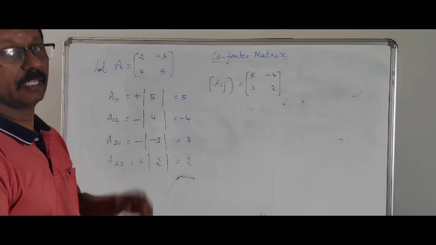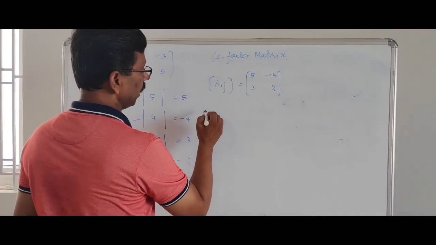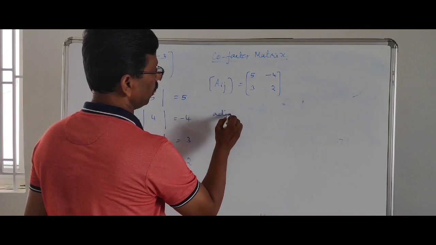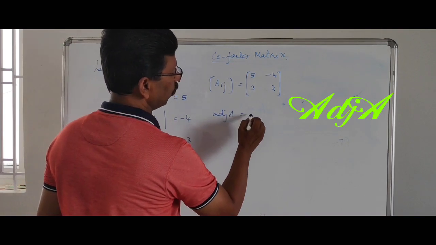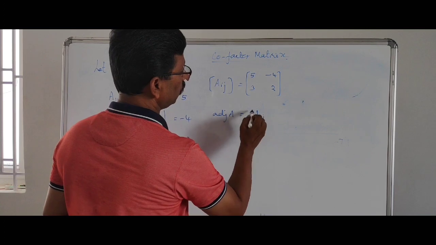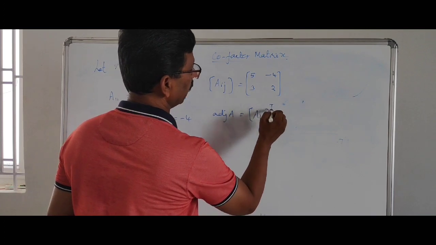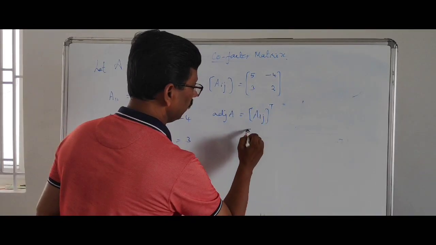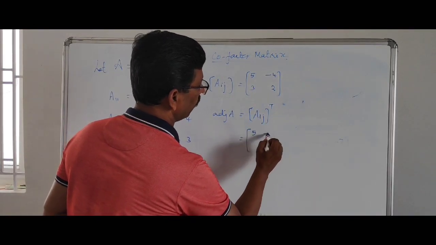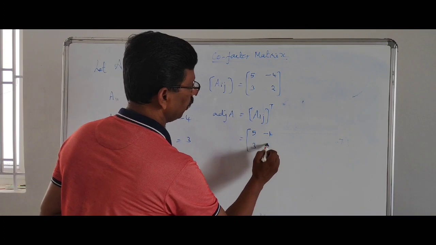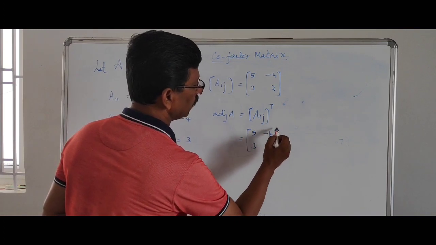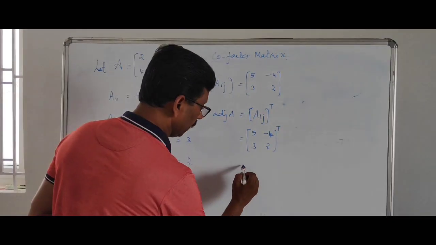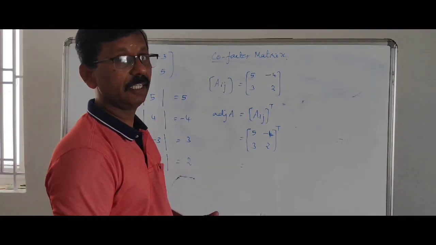After that we can find the adjoint. The adjoint of the matrix A is denoted by adjoint of A, which is equal to the transpose of the cofactor matrix Aij. Now look at this cofactor matrix. You can take 5, minus 4, then 3, 2. For this matrix we have to take the transpose. Now transpose means we have to interchange the rows and columns.